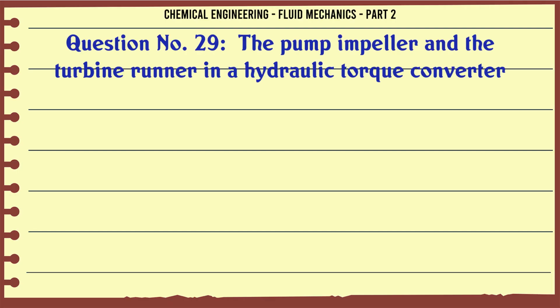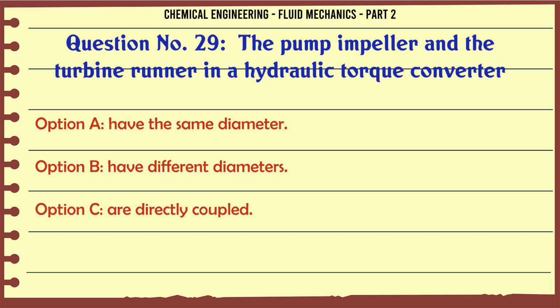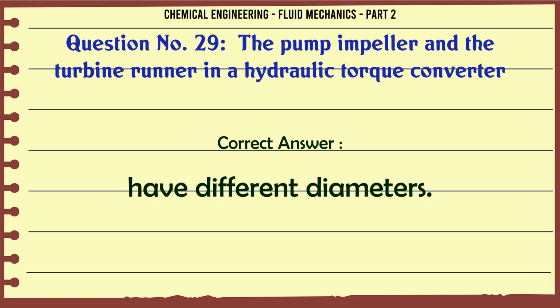The pump impeller and the turbine runner in a hydraulic torque converter A. Have the same diameter. B. Have different diameters. C. Are directly coupled. D. None of these. The correct answer is have different diameters.